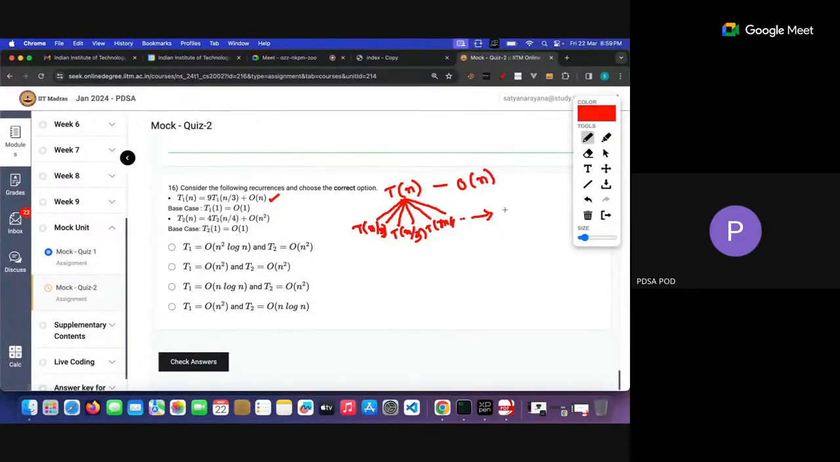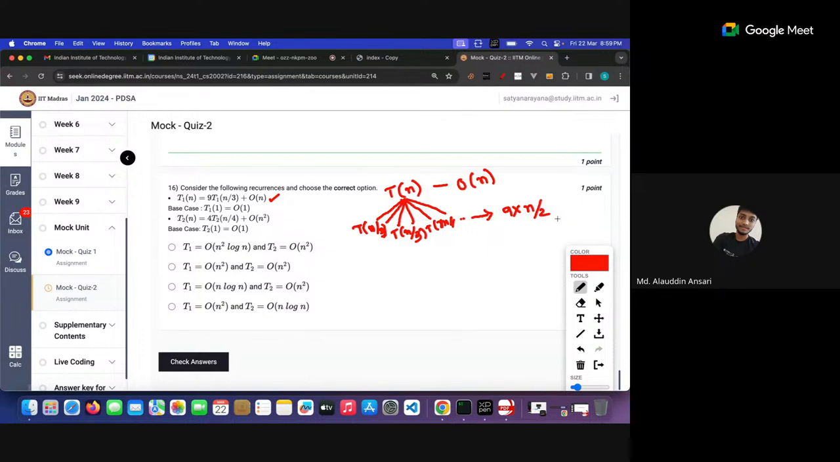what we can say is, this is 9 into n by 3, for each n by 3, because they said it is n by 3. So finally we can conclude this is 3n. Fine, 3n. Clear? So now let me go for the next level.